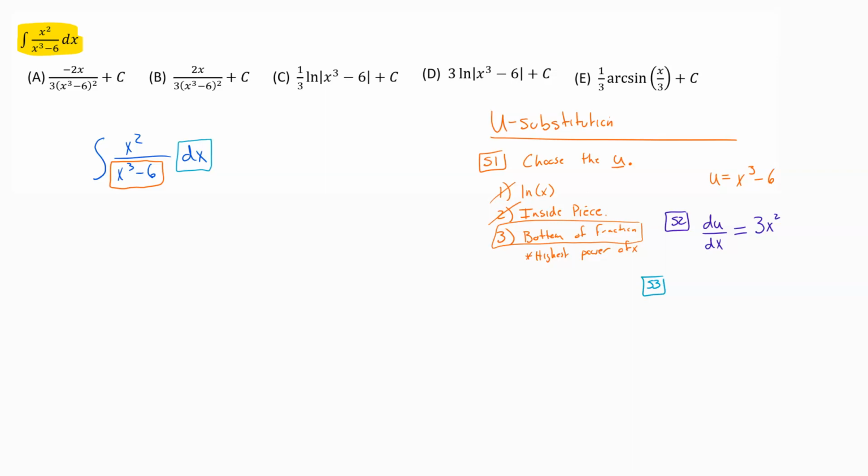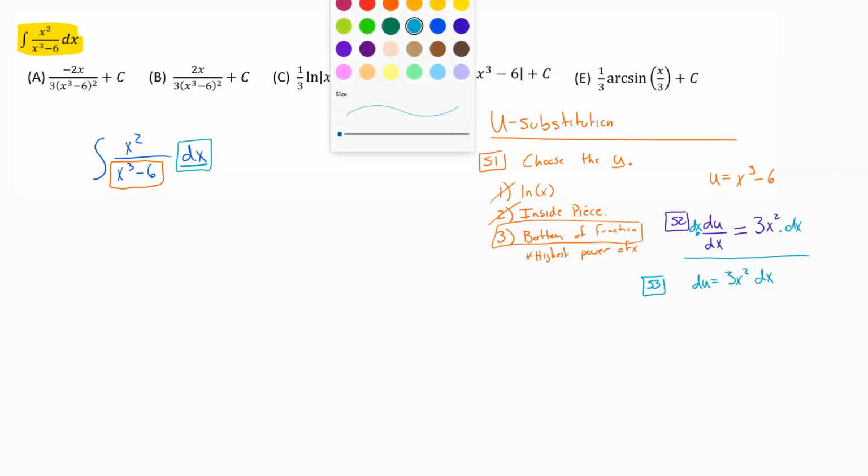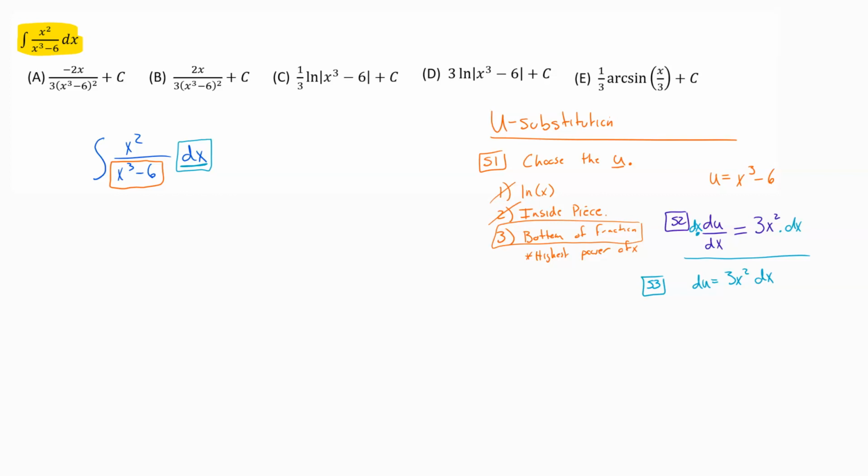So to do that, what you're going to do is take that derivative you just found and solve that equation to get dx by itself. Treat dx like any other variable. So first I'm going to multiply both sides by dx to get it out of the bottom. That leaves me with du equals 3x squared dx. And then the final move here is I just go ahead and divide by 3x squared, trying to get that dx by itself.